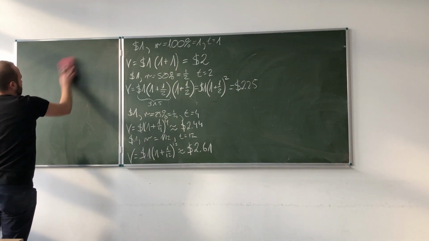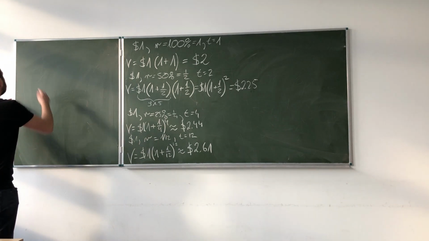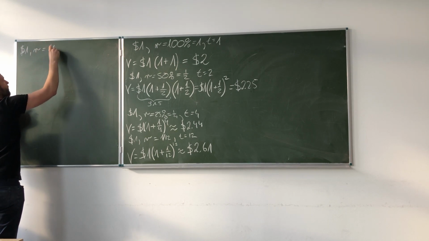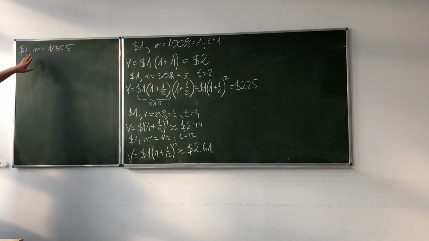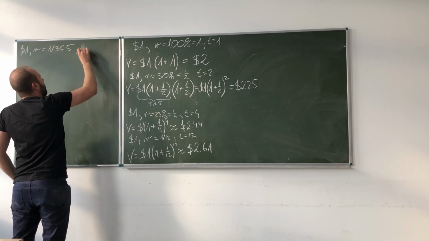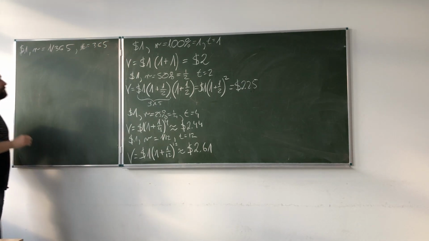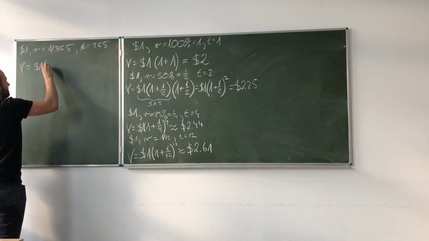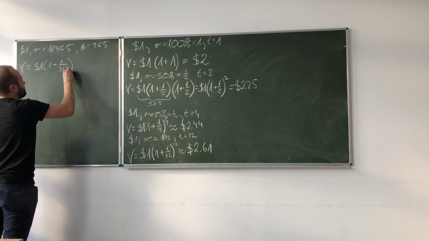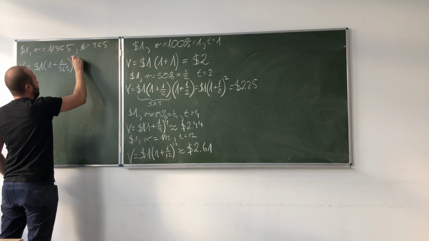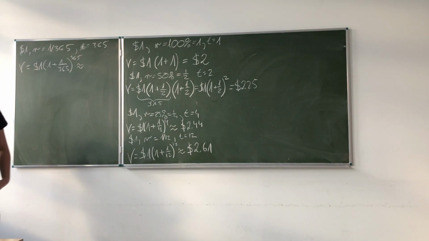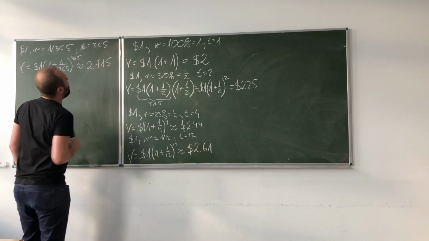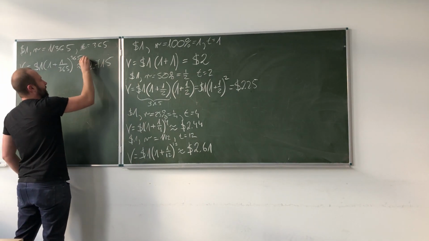Okay, so the next possibility is this. What would happen if we still have $1, but the interest rate is 1 over 365, but we have 365 capitalizations? Again, we would just use the same formula. And with 365, this gives us approximately $2 and almost 72 cents. Right?